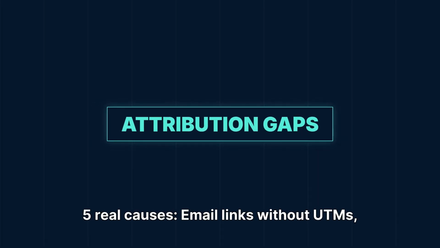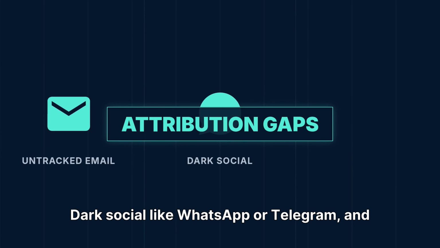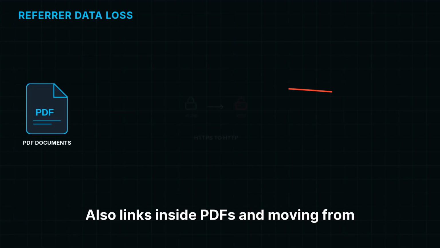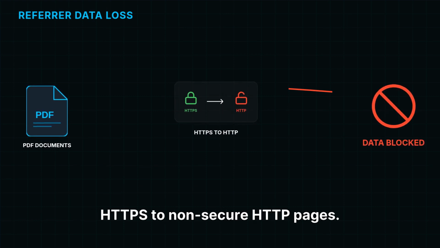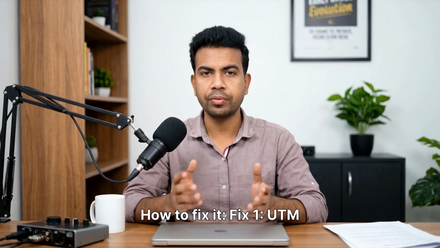5 real causes: email links without UTMs, dark social like WhatsApp or Telegram, and QR codes without tracking. Also links inside PDFs and moving from HTTPS to non-secure HTTP pages. Browsers block the referrer. How to fix it?